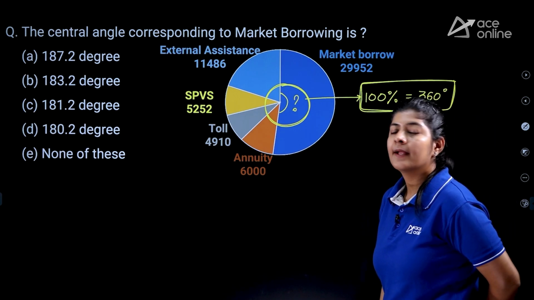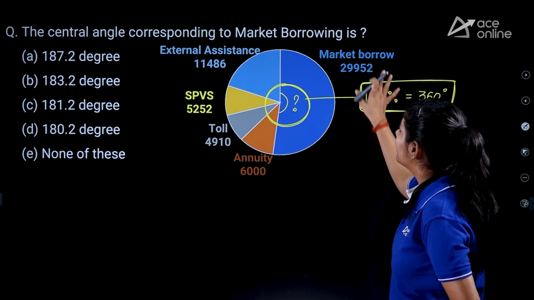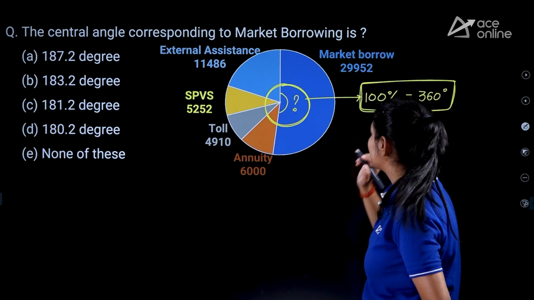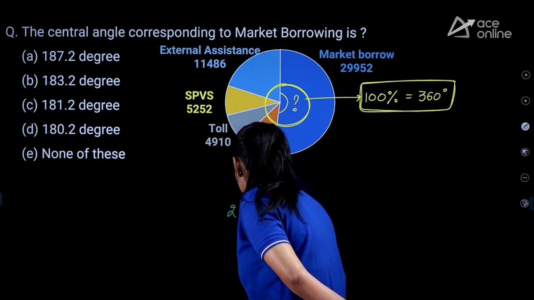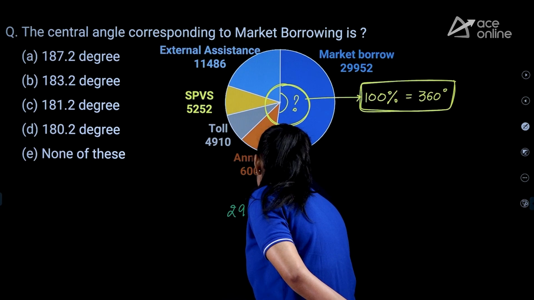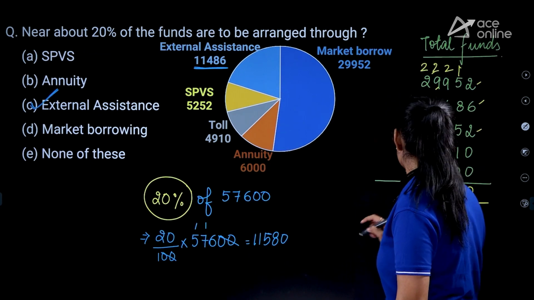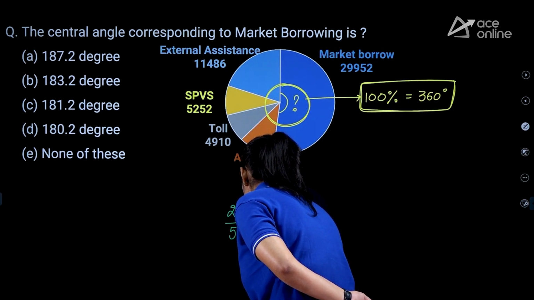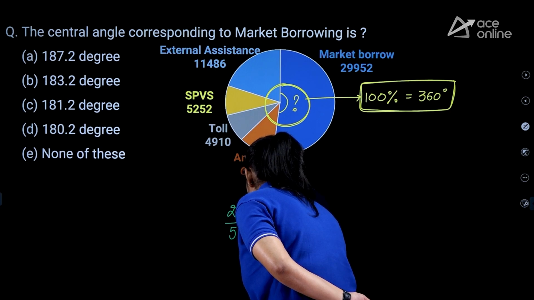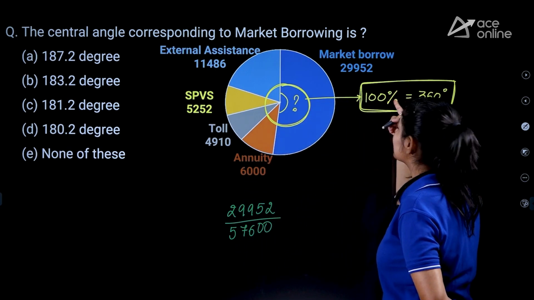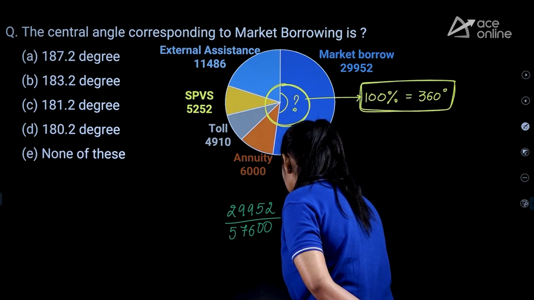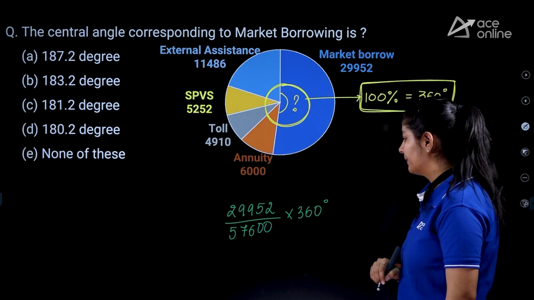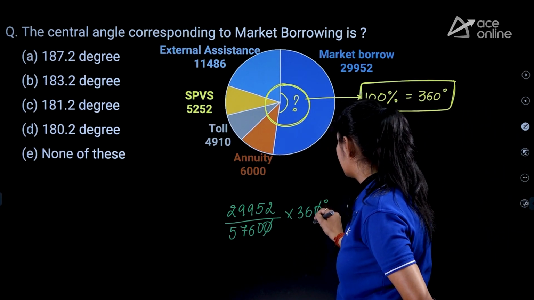Right? So here the amount, or the funds collected by the market borrowing, is nothing but 29952. And the total fund which is collected is nothing but 57600. And it is equal to 360 degrees. So we simply multiply it by 360. Okay, so we simply eliminate this value and this value.